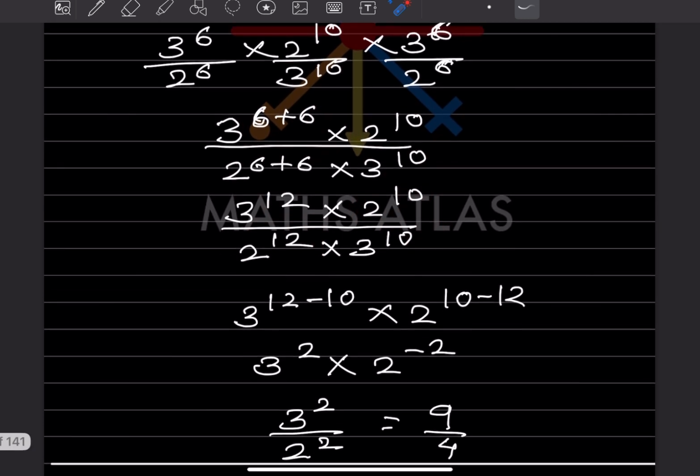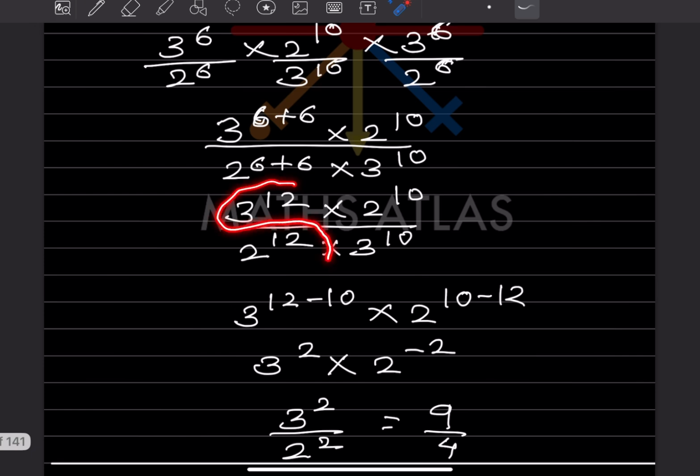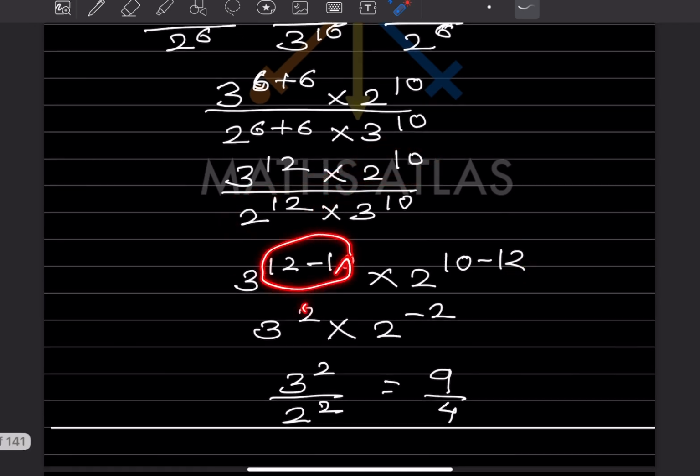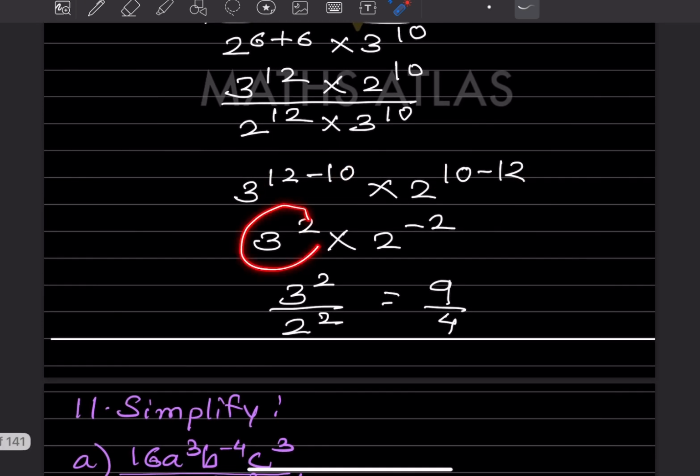So now what we can do, we'll take this, we'll make a group, 3 raised to 12 because it is division, 12 minus 10, and this will be 10 minus 12. So this is going to be 3 raised to 2, and this is going to be 2 raised to minus 2. So this will be 3 raised to 2, and this is negative, so that will go in the denominator. So this will be 9 divided by 4.